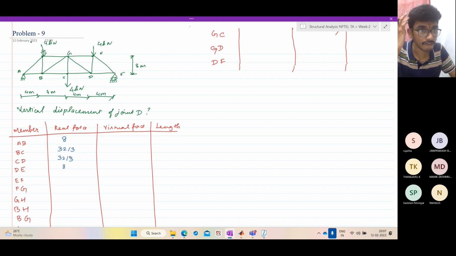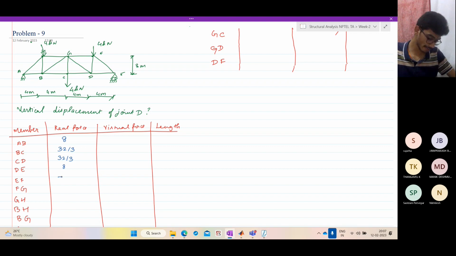FEF will be the same as FAH. So let us see what FAH is. FAH is minus 10 kilonewtons. So FEF is minus 10 kilonewtons and FAH is also.